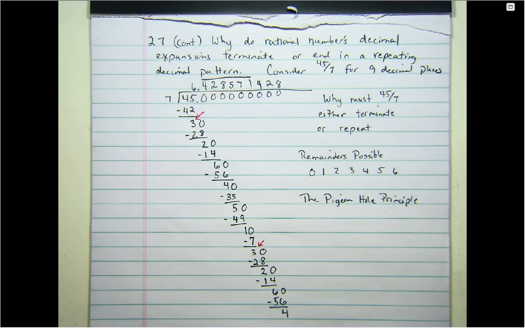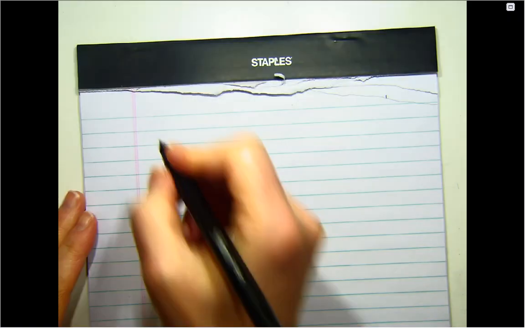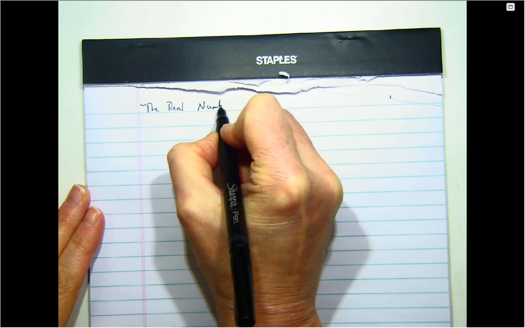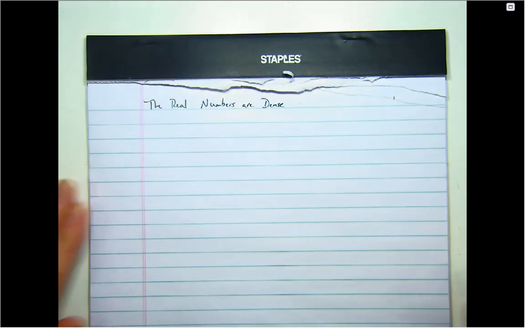Then we're going to continue talking about the density of the real numbers. The real numbers are dense. Now, dense has a number of different meanings. Do you ever call somebody dense? That's probably not a polite thing to say, right? So I don't mean dense like that. I mean that the real numbers are thick.